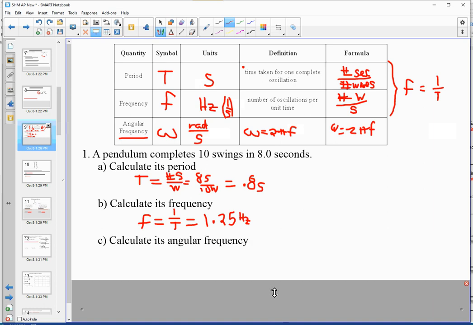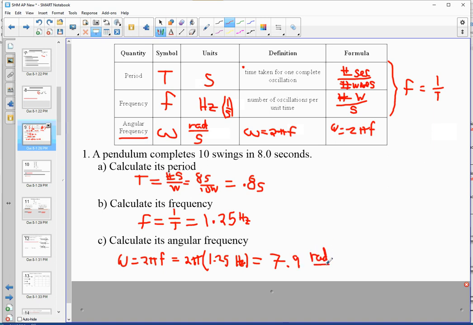All right, now, something we haven't done in a while, let's calculate the angular frequency. The angular frequency, of course, omega, not W, is going to be 2 pi times the frequency we just found of 1.25 hertz. And that, when you multiply it out, should give us about 7.9 radians per second.